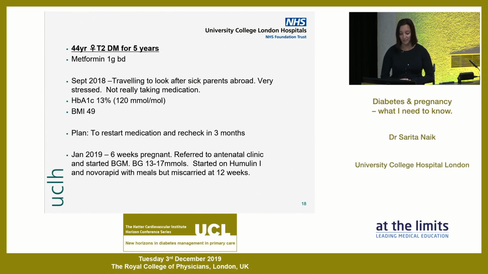BMI was 49. So there was a discussion about weight, about going to some lifestyle changes, and the plan was for her to restart her medication and recheck in 3 months. When she came back to the practice in January, she was 6 weeks pregnant. She was referred to the antenatal clinic and she started some blood glucose monitoring, but her blood glucose levels were 13 to 17 millimoles. She was started on insulin, Humulin I, Novorapid with meals, but she miscarried at 12 weeks.